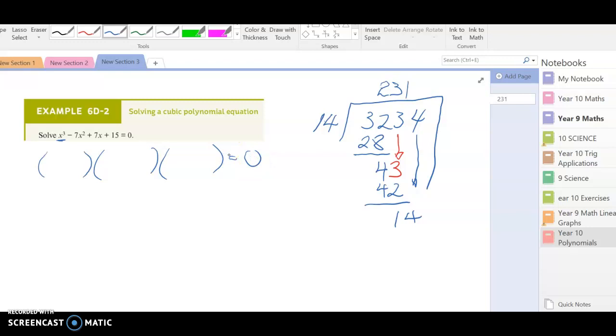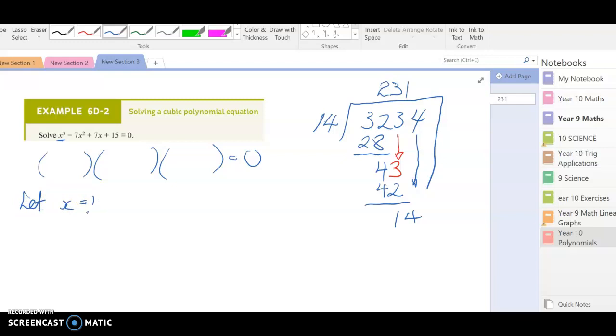And here's the challenge. To do this manually, we're going to have to do some trial and error. We're going to have to try and guess one of these brackets. And so, like in exercise 6A, we're going to try either +1 or -1 as our possible values that could cause this expression to equal 0. So let's try letting x equal 1.